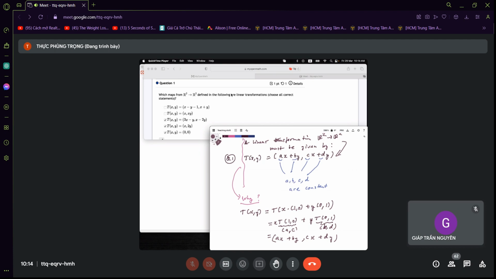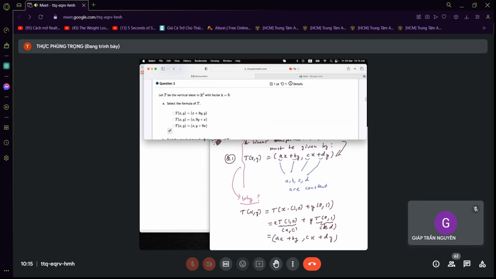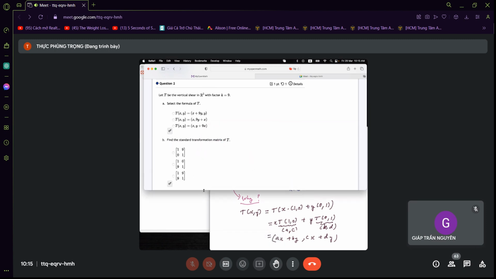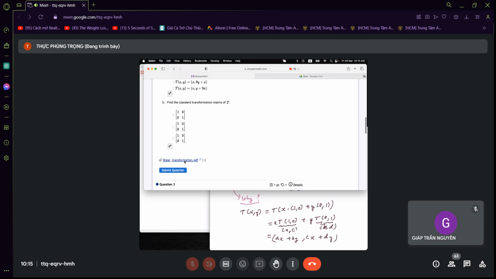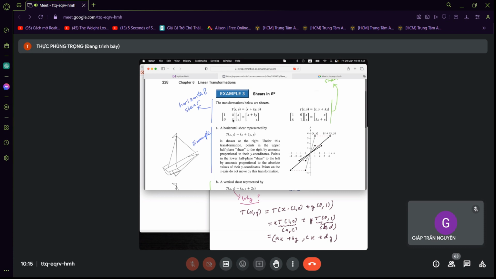All right, so let me go to the second question. Is that all right with the first one? Do you have any question? So go to the second question. Now, in here we have T, the vertical shear from R2 to R2 with the factor k equal 9. The definition of a shear you can see in the note right here. Open this one for the definition. Yeah, it's just a one-page note.